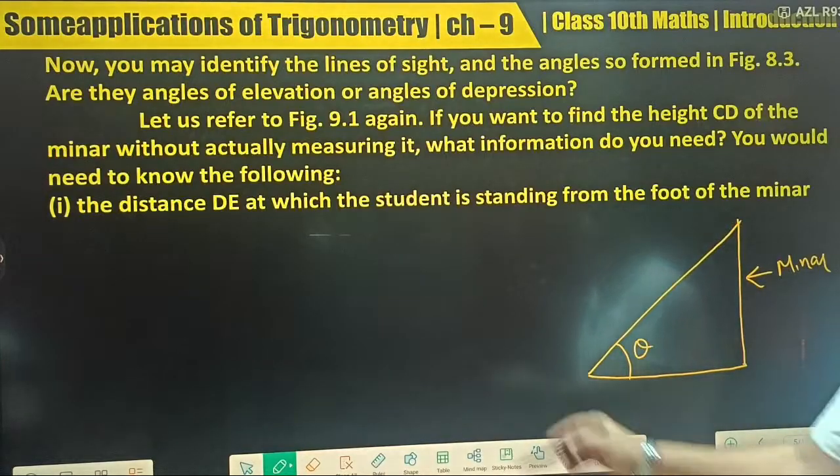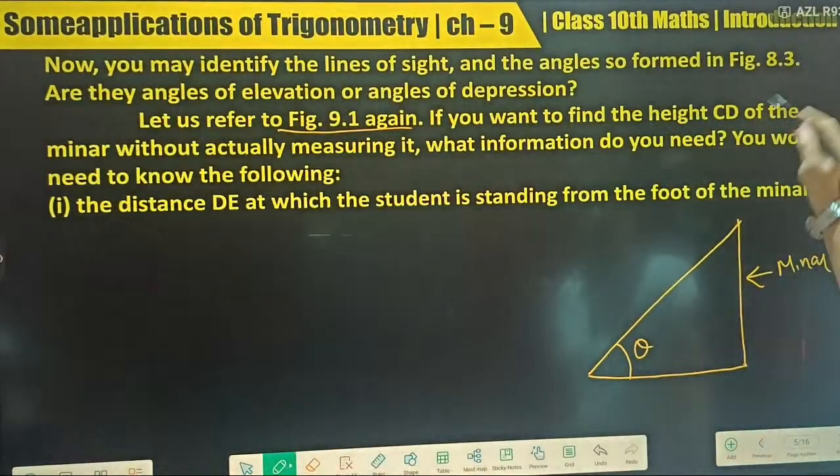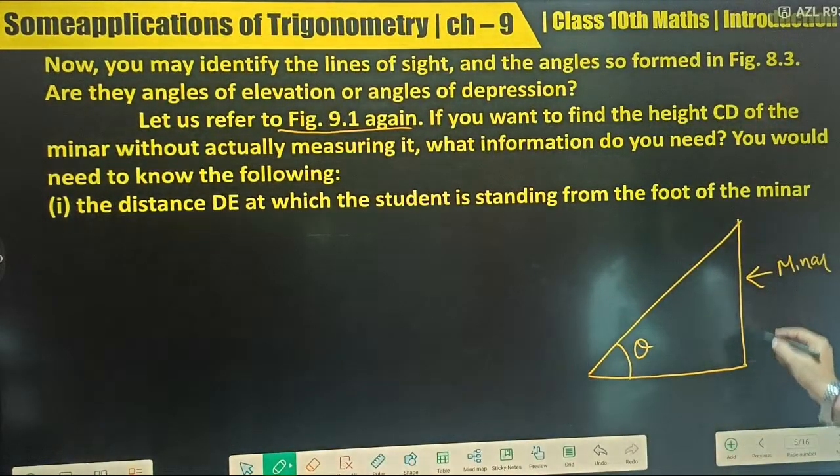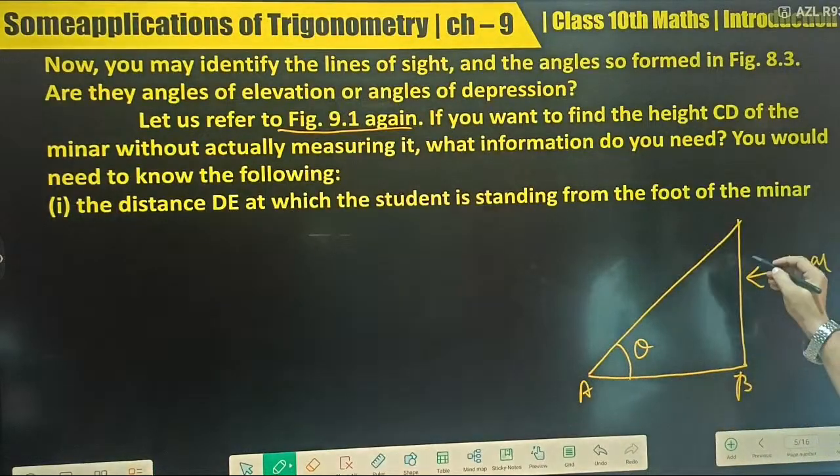So let us refer to figure 9.1 again. If you want to find the height CD, which height? CD. This is A, B, C, D. Where? Look one time.